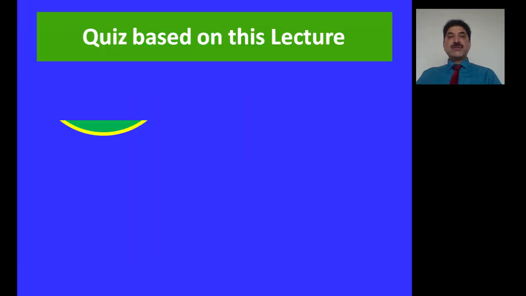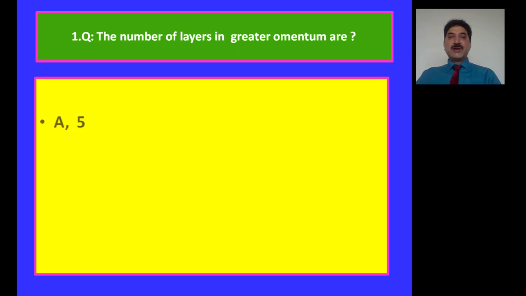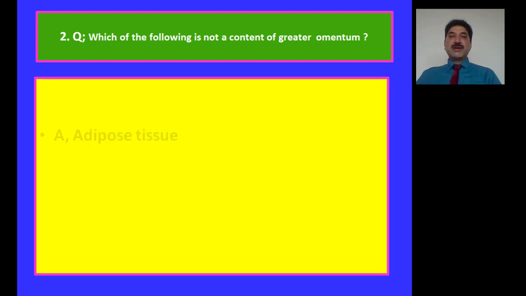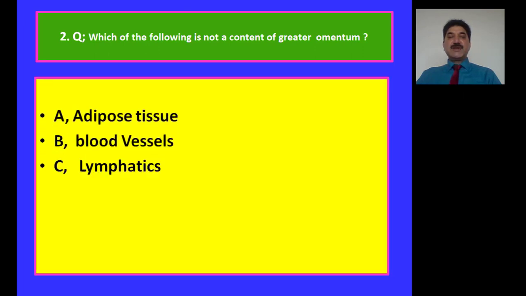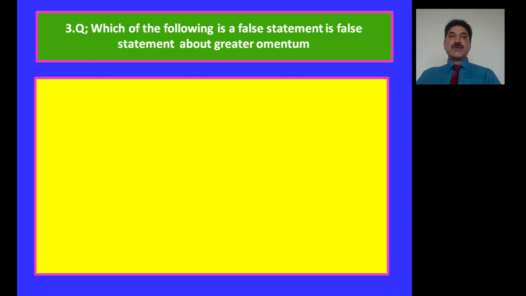Now let us go for a quiz based on this lecture. The number of layers in greater omentum are: A. 5, B. 3, C. 2, D. 1. C is the correct option. Which of the following is not a content of the greater omentum? Adipose tissue, blood vessels, lymphatics, somatic nerves. It is autonomic nerves, not the somatic nerves, which are the contents of the greater omentum.